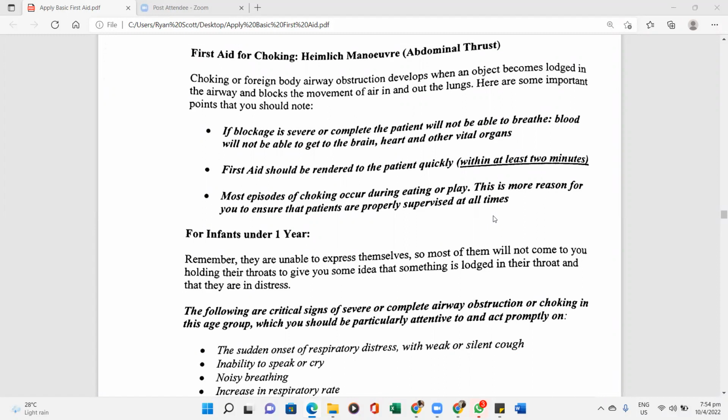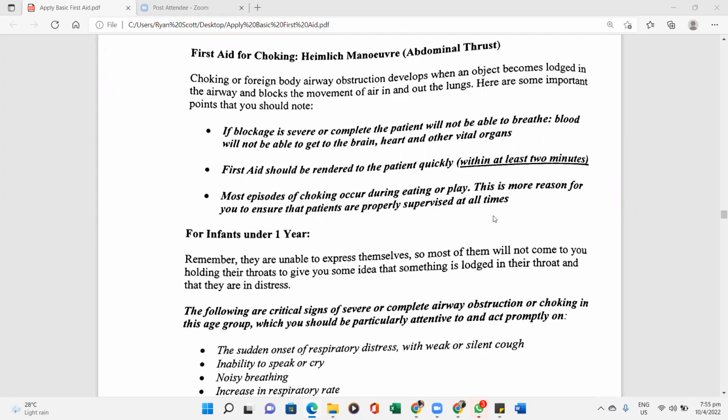First aid should be rendered to the patient quickly. Within at least 2 minutes, you should try to get the person to breathe again. Most episodes of choking occur during eating or playing. This is more reason for you to ensure that the patients are properly supervised at all times. The first thing for infants under 1 year: remember, they are unable to express themselves. So most of them will not come to you holding their throat to give you some idea that they're choking. All right? So the following things you should look for.